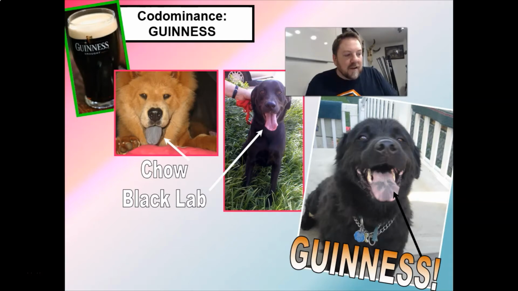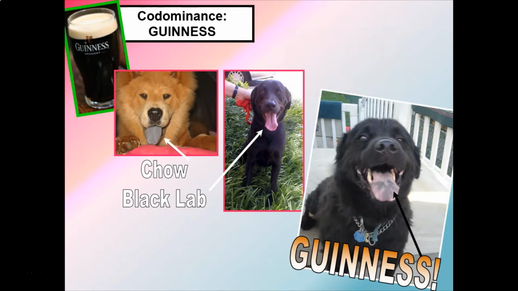And they said on his tongue there, they're both expressed. It's codominance. It's not like it's a pinkish purple or anything like that. And it's not like it's just purple or just pink. It's both at the same time, and that's codominance. Incomplete is when it's a blend. Complete is when only the dominant shows up. Codominance is when they both show up. So my old buddy Guinness is a good example of codominance.